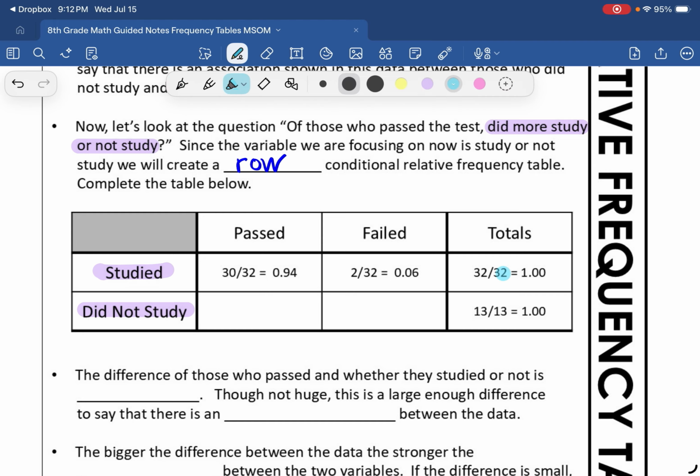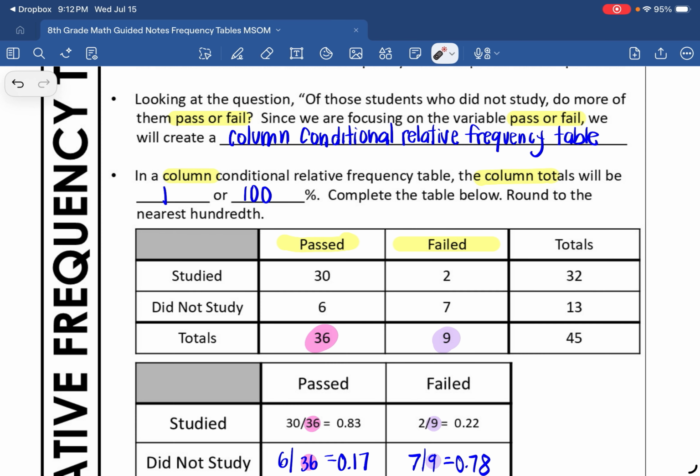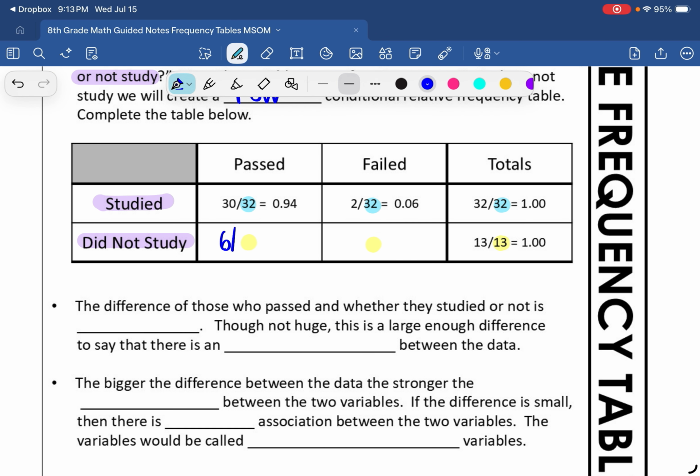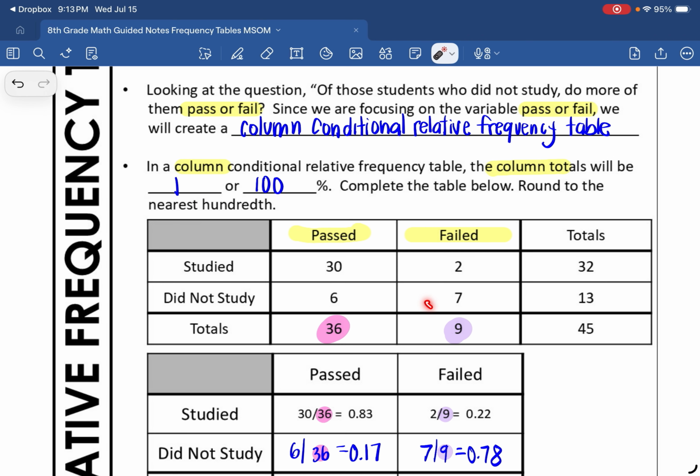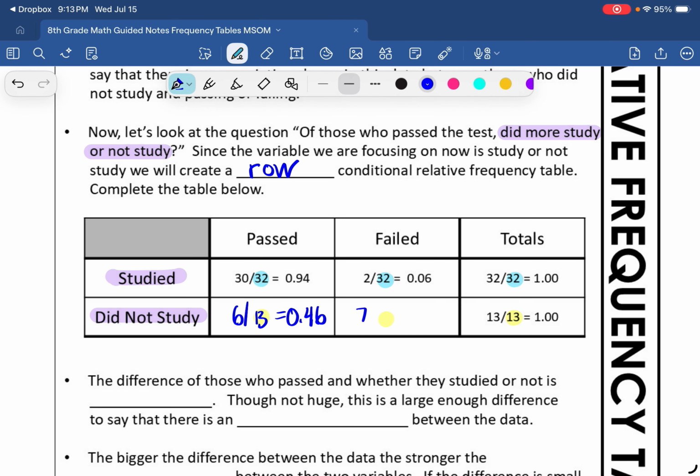So my whole here is 32, and that comes from the table. And then my whole on the bottom is going to be 13, because that's the whole of the did not study row. So I'm going to have to flip back to get those numbers. Did not study and passed will be 6. So 6 divided by 13 gives me 0.46. Did not study and failed will be 7. So 7 divided by 13, and that gives me 0.54.